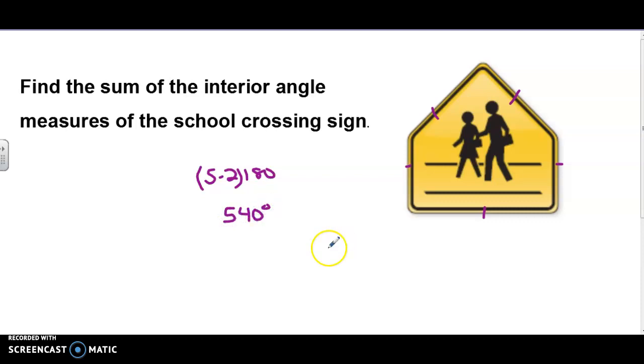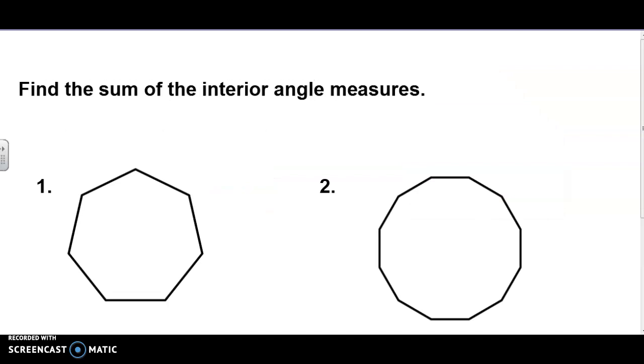So 540 degrees. So you just take the number of side lengths, you subtract 2 from that number, and then you multiply it by 180, and that will give you the sum of the interior angle measures of the shape. So we have these two problems here. Find the sum of the interior angle measures of these two shapes. So what you need to do is count the sides, subtract 2, multiply by 180. So why don't you guys pause the screen, get that done, and when you're ready, press play again, and we'll see the answers.